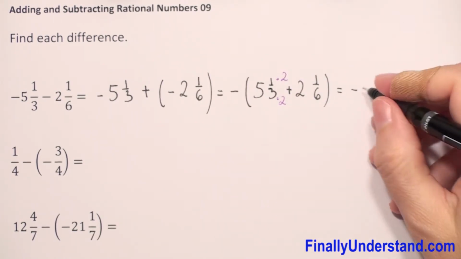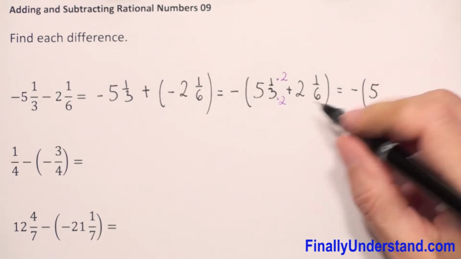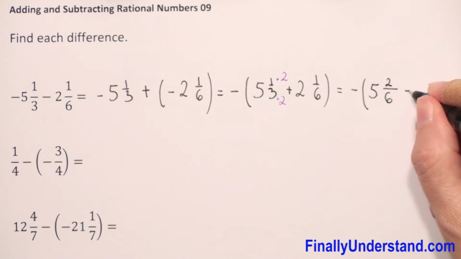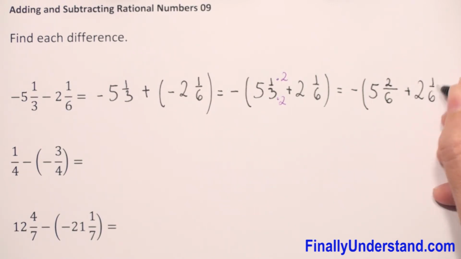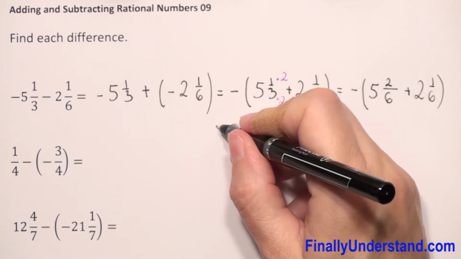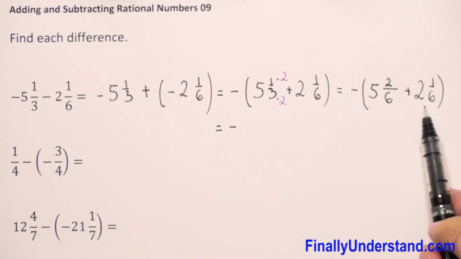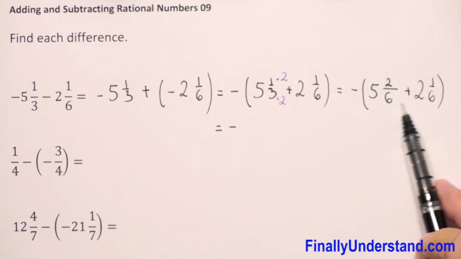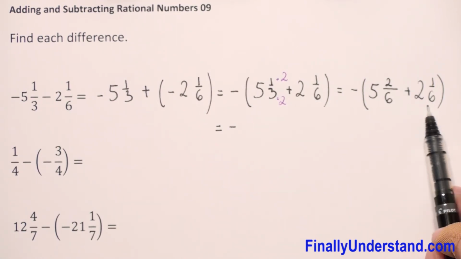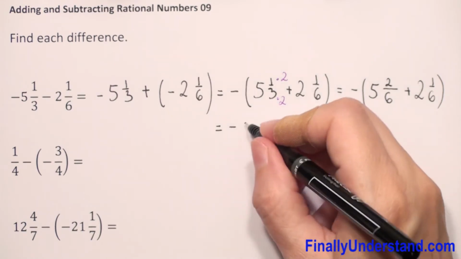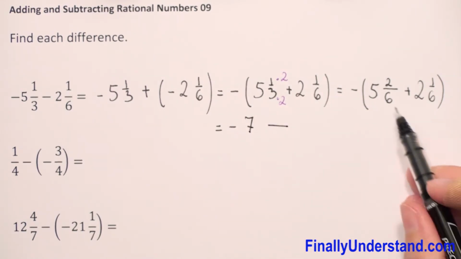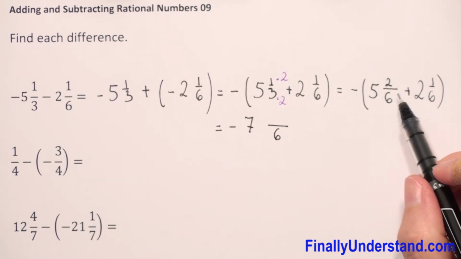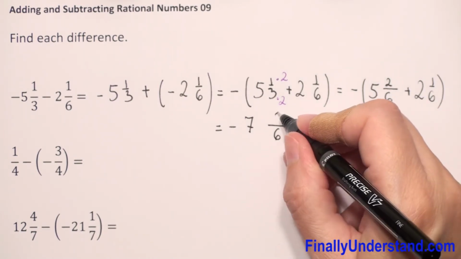So we have 5 and 1 times 2 is 2, 3 times 2 is 6, plus 2 and 1 over 6. Now, copy the negative sign to add these two mixed numbers. We add whole number to whole number and we add these two fractions. We have the same denominator, so we can do this. 5 plus 2 is 7, and when we add fractions, we copy the denominator and add numerators. 2 plus 1 is 3.